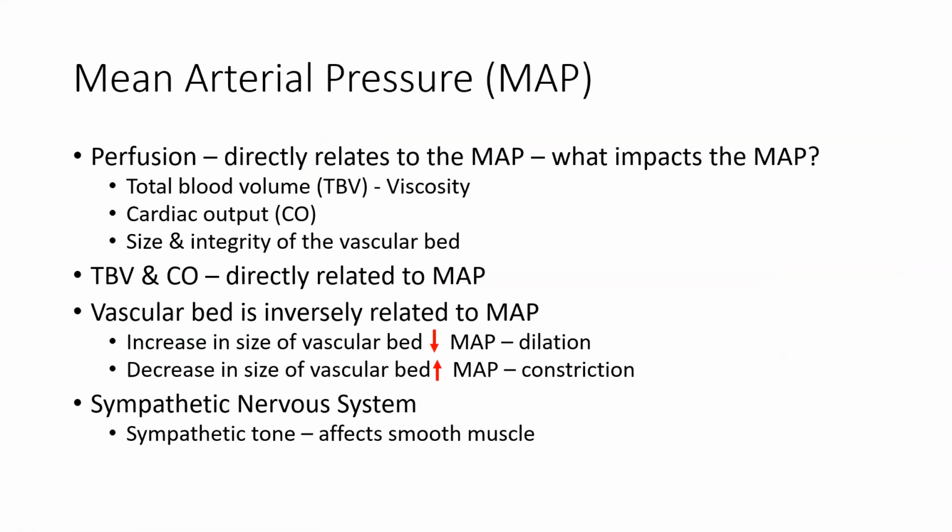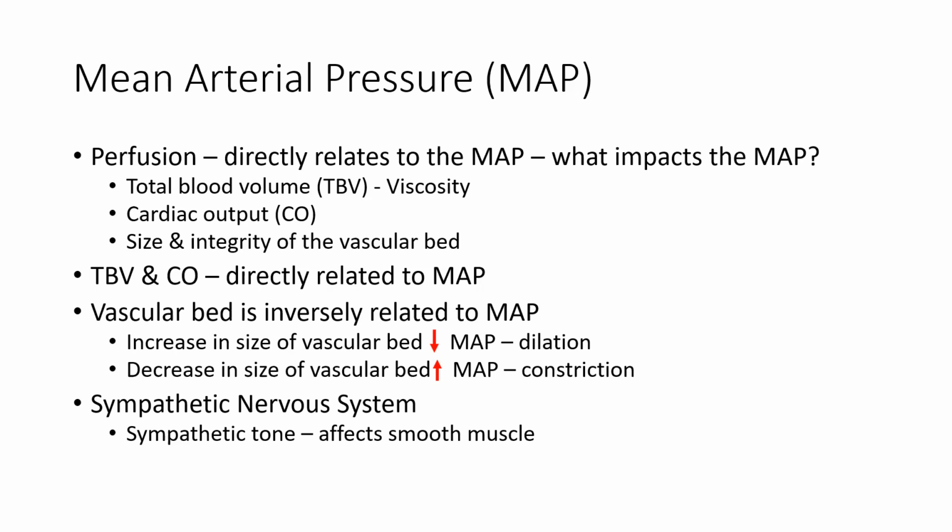Mean arterial pressure is directly related to perfusion, correct? What impacts our mean arterial pressure? It's our total blood volume, our cardiac output, and then the size and integrity of the vascular bed. If you think about it, down at the arterial and venous periphery, where it's very vascular, where we're perfusing oxygen and nutrients to our non-vital organs or to our vital organs, it's a very large bed.